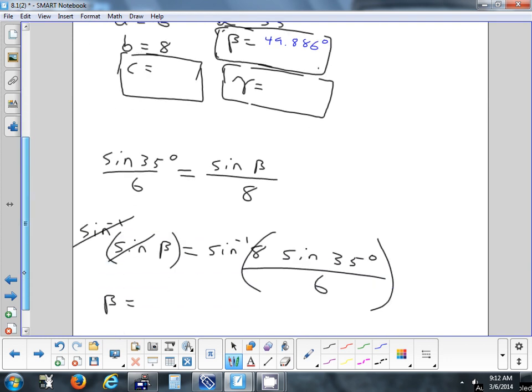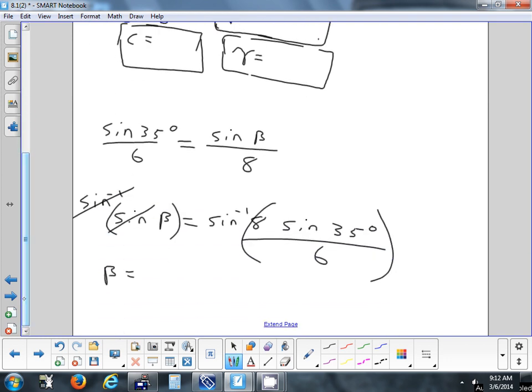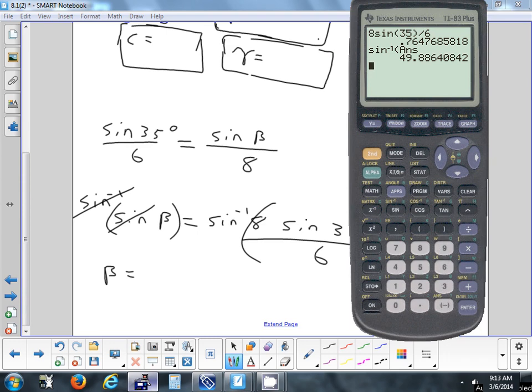Okay. How do we check if there's a second answer? You have to get out the table of the quadrants where the sign is positive. Yep, so we're looking for where sine is 0.76, that's a positive. Where else is sine equal to a positive? Second? So you'd subtract 180. 180 minus 49.886. So if there's another answer, that's what it would be.